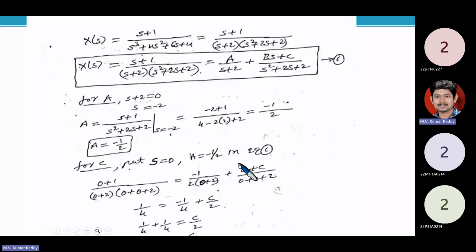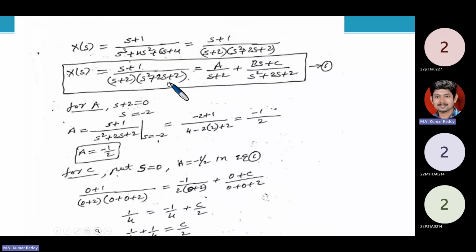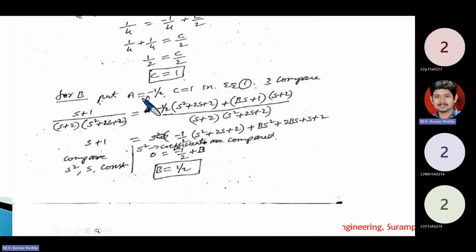Now substitute the c value. Take the same equation and substitute the a value, c value, and compare left hand side terms and right hand side terms. There is no substitution for s. So here put a is equal to minus 1 by 2, c is equal to 1 in the equation and compare s terms. The denominator gets cancelled, remaining is s plus 1. So minus 1 by 2, bs plus 1, s plus 2. So compare s square terms, s terms and constants.